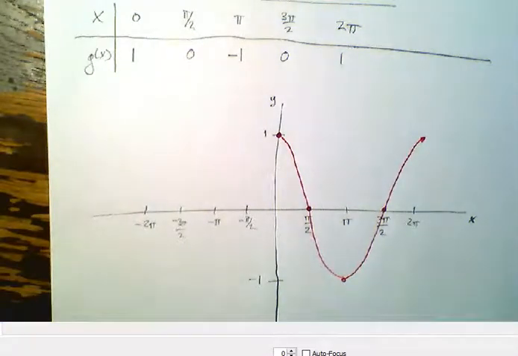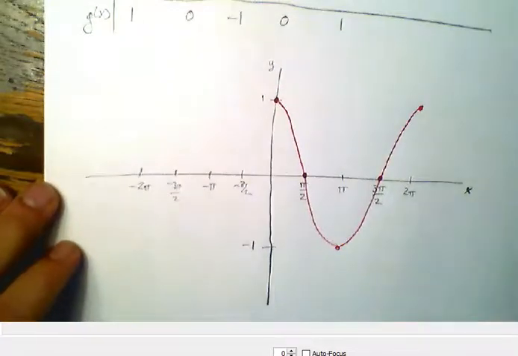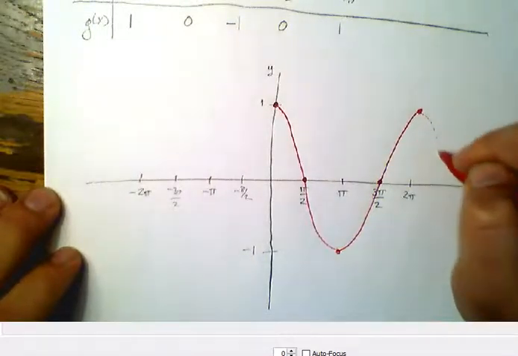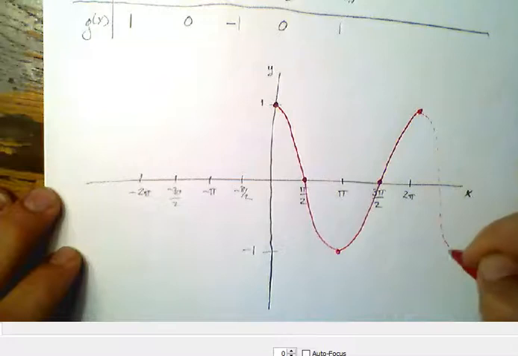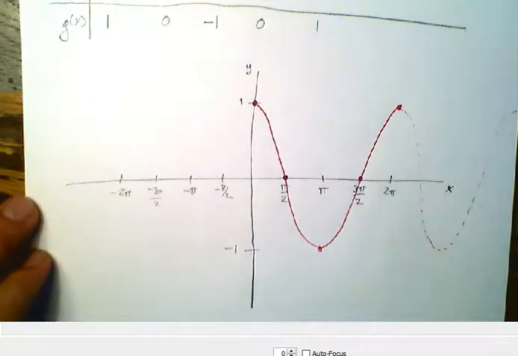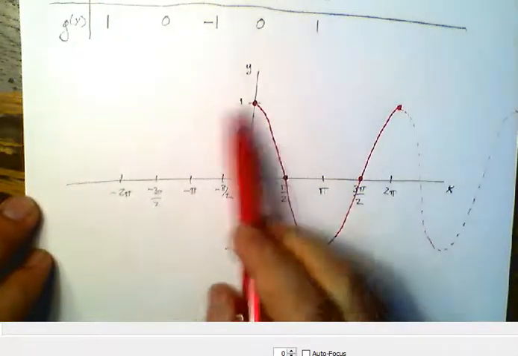So here is one period of the cosine function. Of course, it continues to do its thing forever and ever as we go around the unit circle. So it's going to go down like that, back up, and can keep going forever and ever and ever. All right? We can also go backwards.